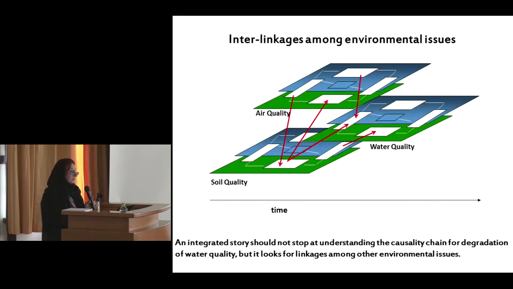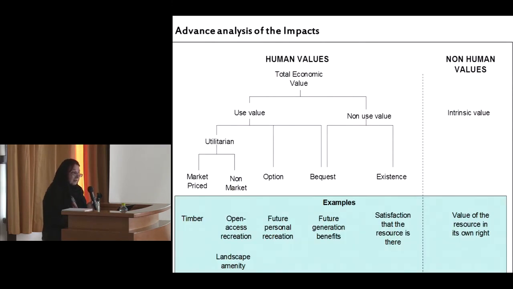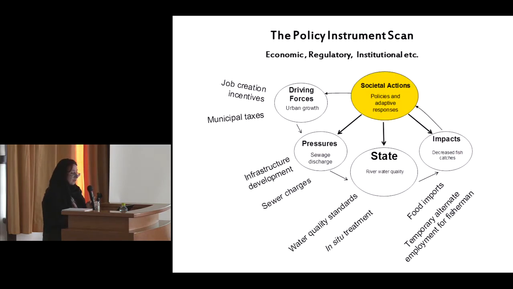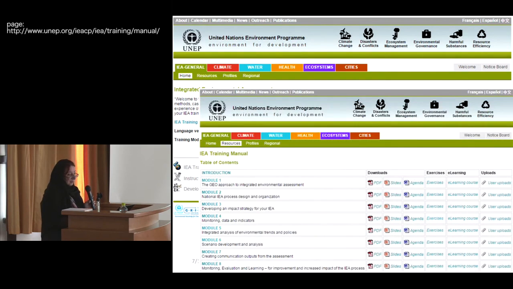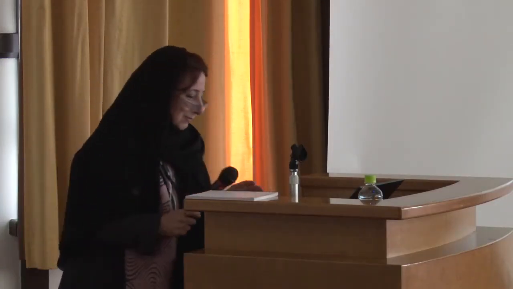And we not only look at the water, we need to look at the interlinkage between water and soil and air quality, and think about the water with the Millennium Assessment about the services and human well-being, and very important for policymakers, the economic cost of the degradation. And before proposing any policy, do the policy analysis. There is a methodology for it, and this methodology is on this website I'm sharing with you. It has all the modules with PDF files, presentations, and everything in 6 languages. And thank you very much. Sorry for being long.